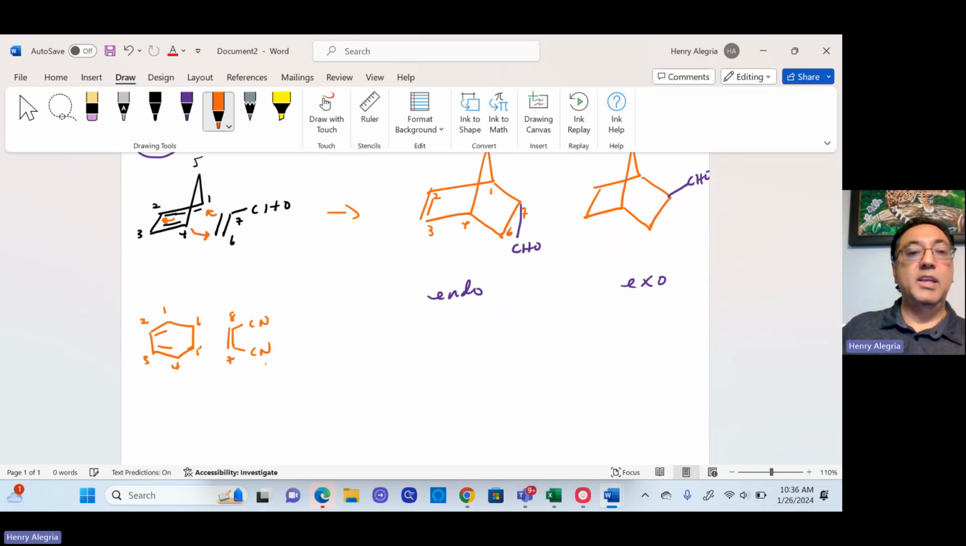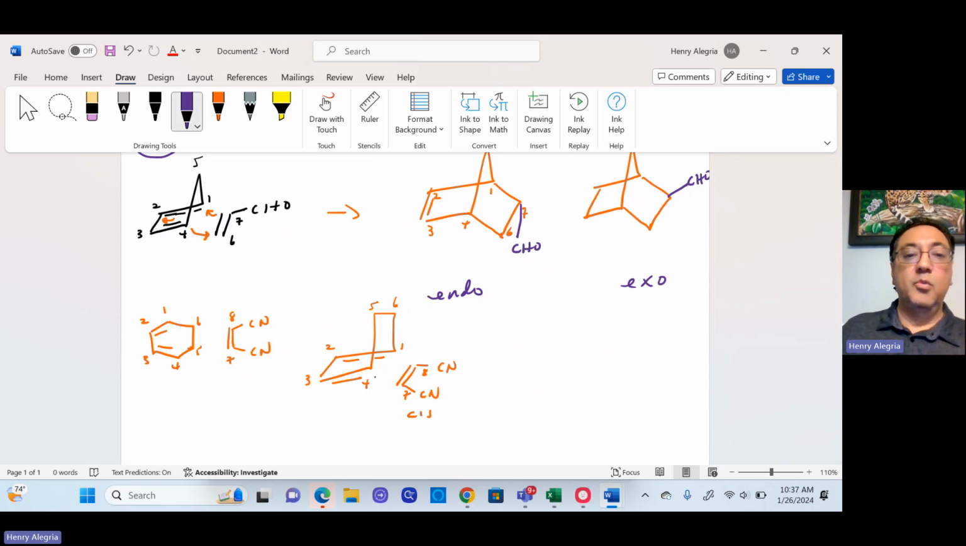7 and 8, so we can move them out. So the way I'm going to redraw this is this way, so that we clearly see 1, 2, 3, 4, 5, and 6. 5 and 6 are out of the way. And then I have 7 and 8. And notice that I have these cis. Notice that the dienophile is cis.